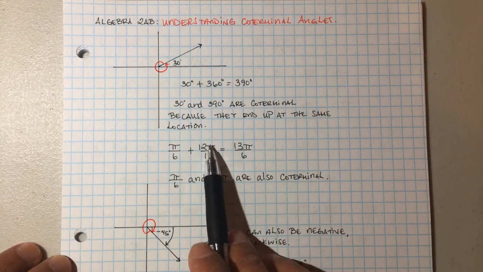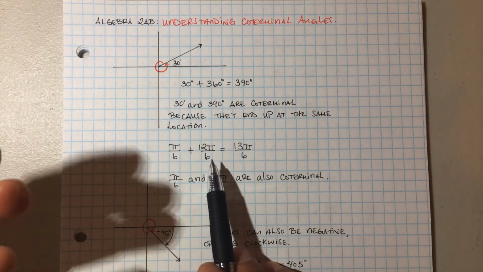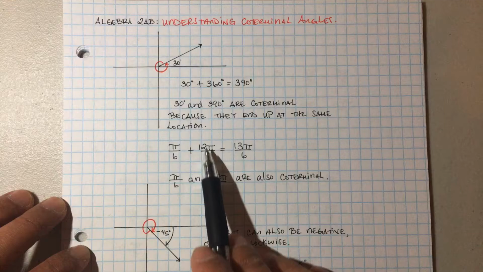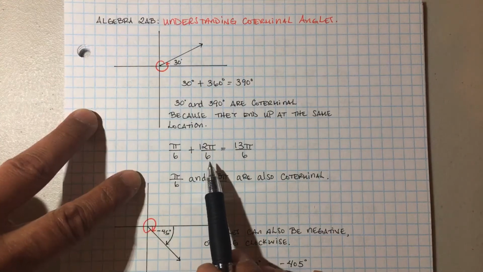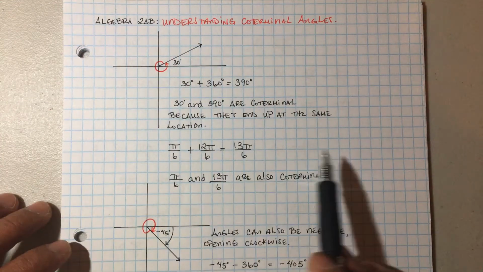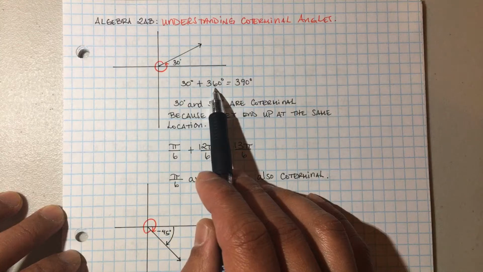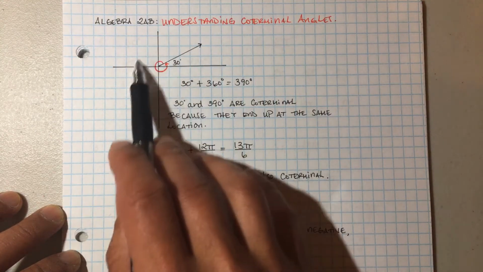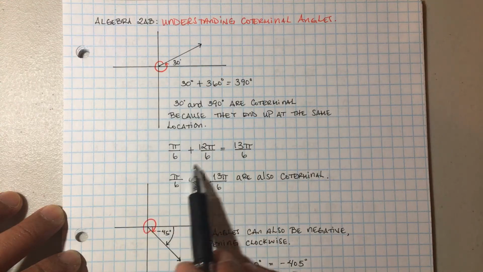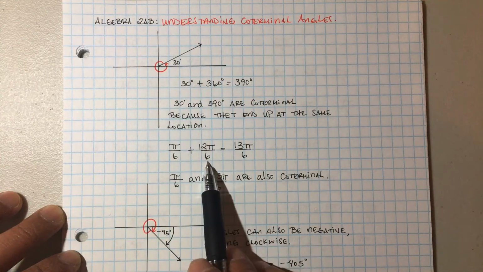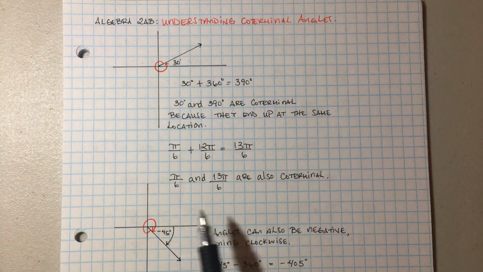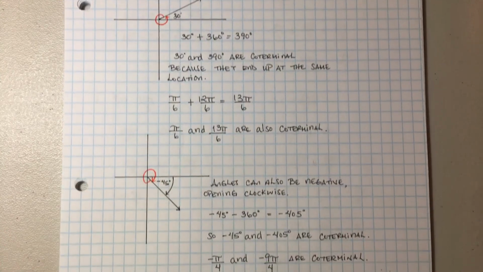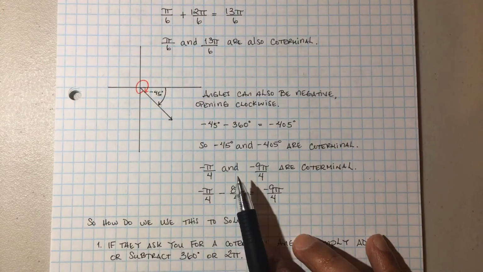Well, where did I get 12 pi over 6 from? If you think about it, 12 divided by 6 is 2. That's 2 pi. 2 pi is the same thing as 360 degrees. And that's what's happening here. I'm going around one full turn, which is 2 pi radians or 360 degrees. Okay, so let's go ahead and talk about it as well with negative angles.